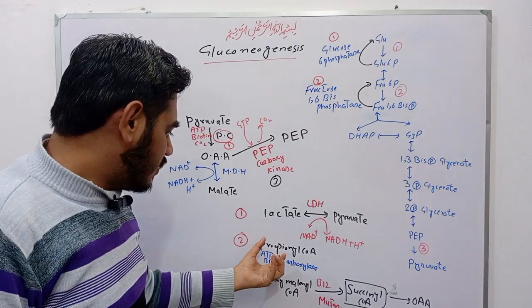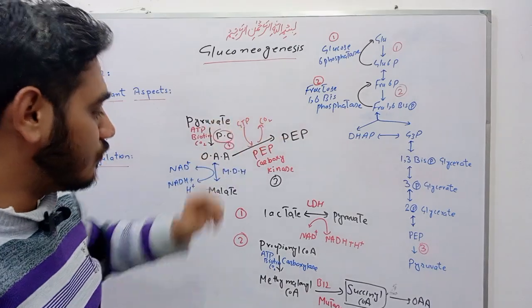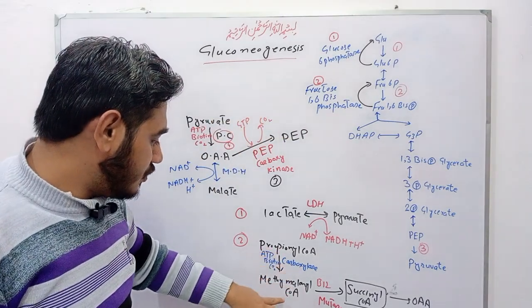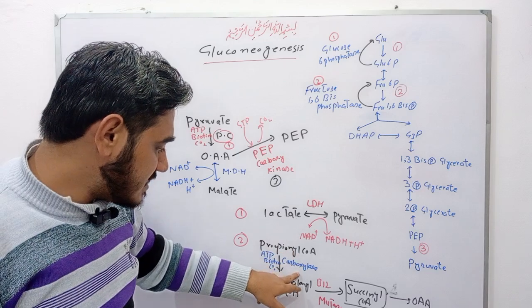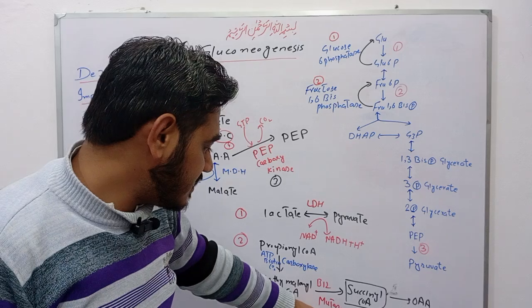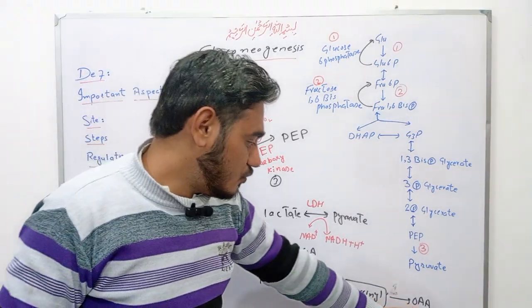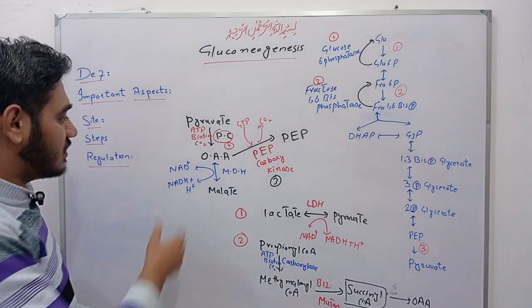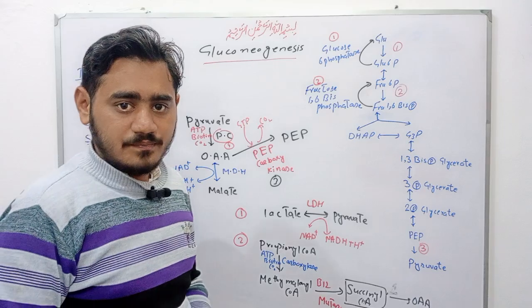In this way, propionyl CoA is involved in the synthesis of glucose. First, it converts into methyl malonyl CoA with the help of propionyl CoA carboxylase enzyme, and then into succinyl CoA with the help of mutase enzyme. Succinyl CoA, which is the intermediate of the TCA cycle, converts into oxaloacetic acid, then into phosphoenolpyruvate, and then into glucose.